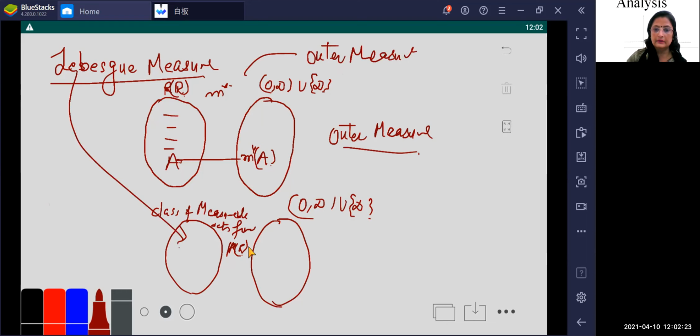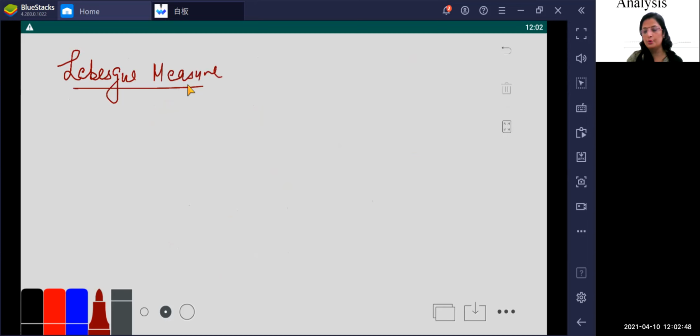So then how is it defined? The function is defined as M. So here M of A will be written as M star A. What is the meaning of this? I'm elaborating it more. I'm writing again, what is the Lebesgue measure? When we restrict the domain of the outer measure from the power set of R to the set of measurable sets, then the measure is called the Lebesgue measure.